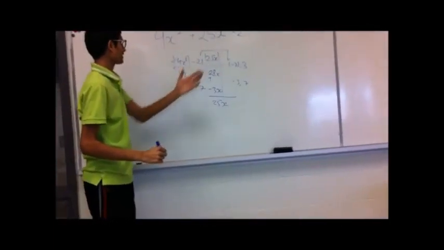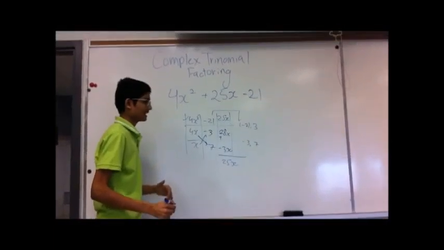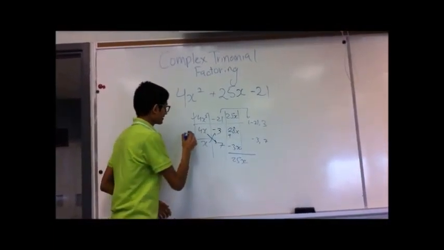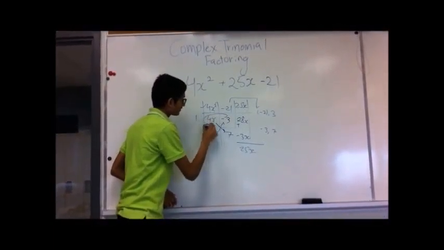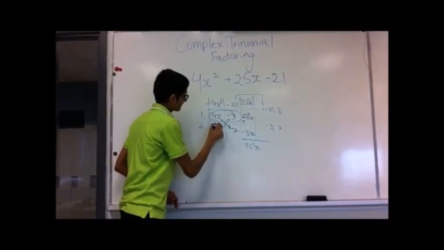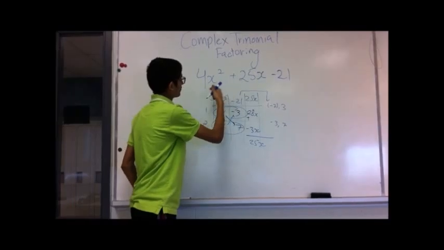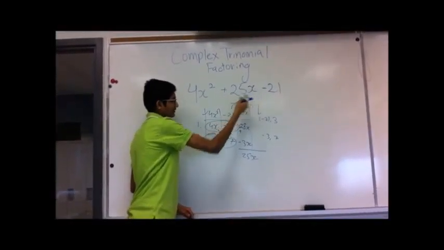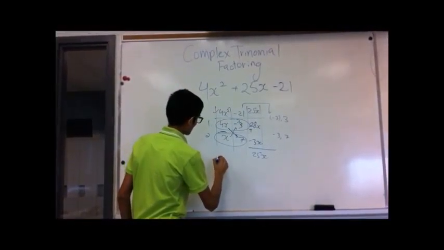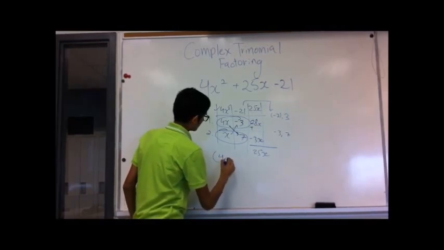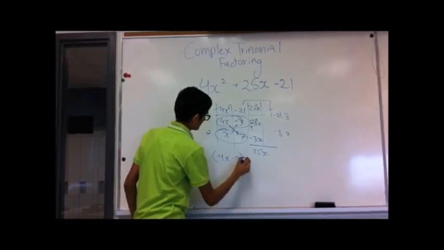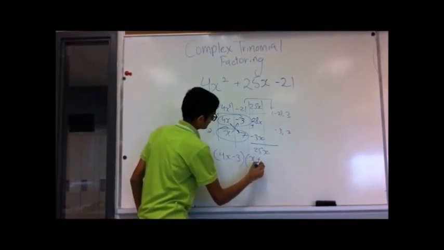Now, from this table, we have to come up with the factors. It's really simple because this is our first factor, and this is our second factor. So the factored form of 4x squared plus 25x minus 21 is (4x minus 3)(x plus 7).